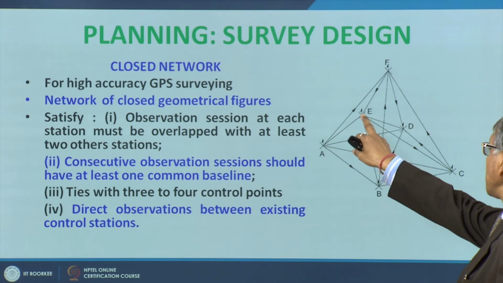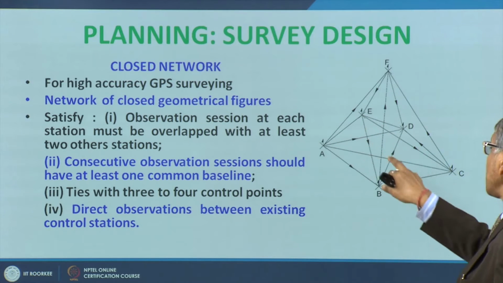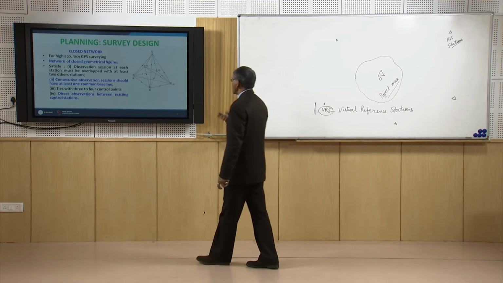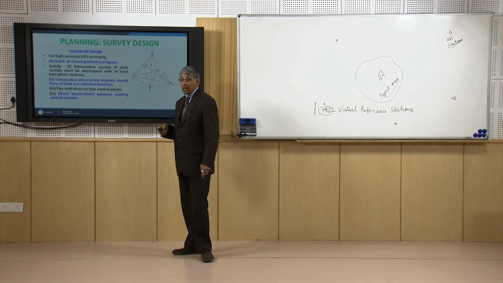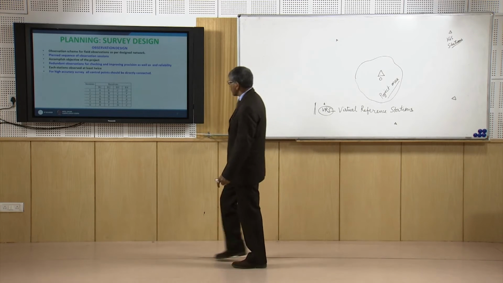That can also consist of 2 triangles like this, again these 3 triangles, and then we can go for network adjustment and loop closure analysis, which we have studied in our network adjustment class. So we have to look into that.